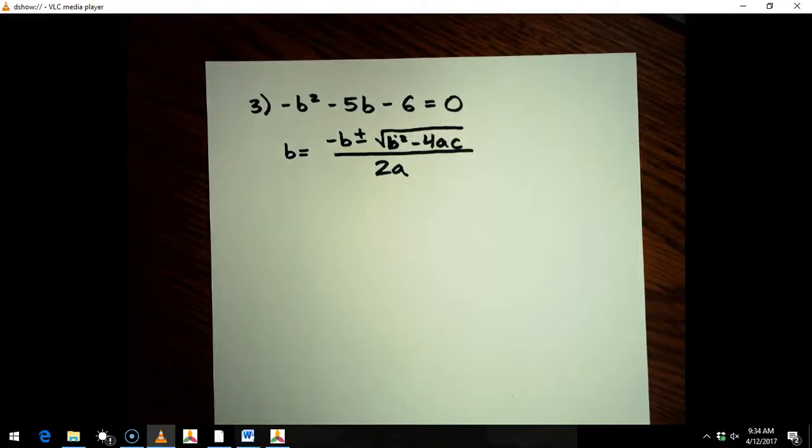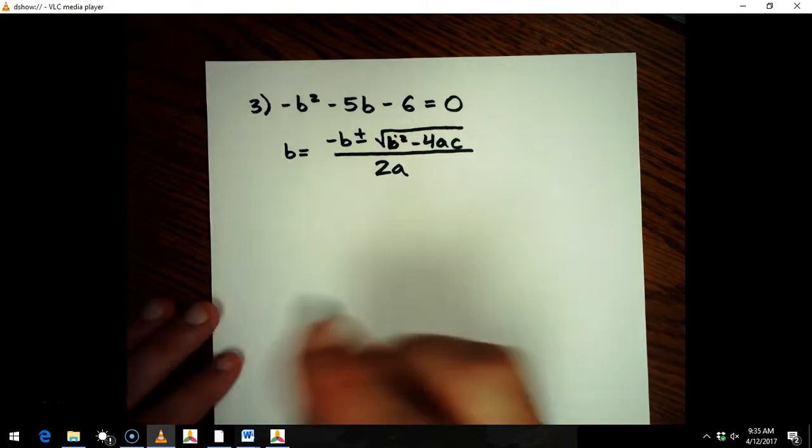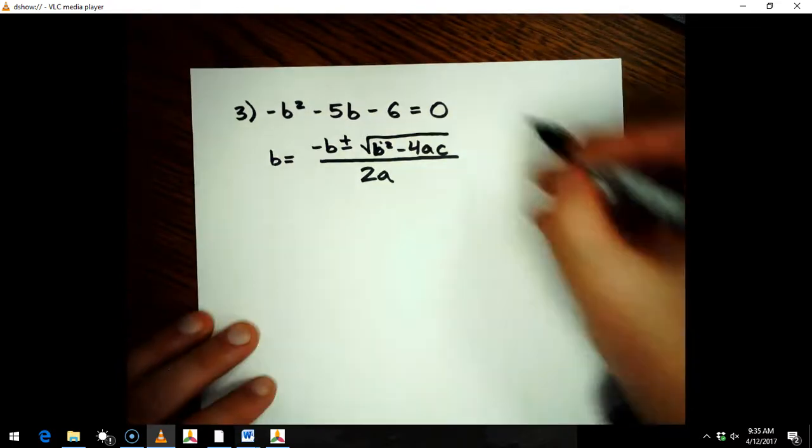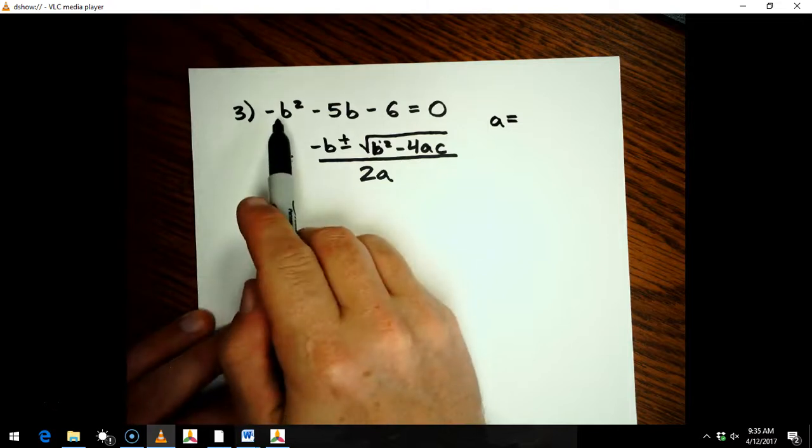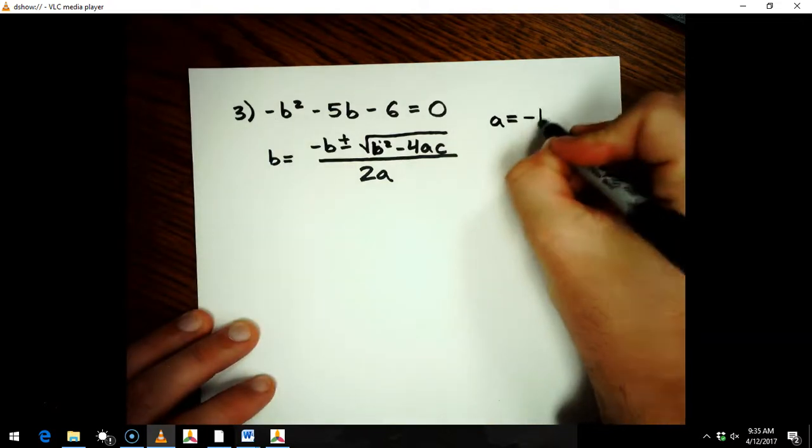Alright, so I'm going to show you two examples off the worksheet, number 3 and also number 13. So number 3 is given here, and we're solving for b. And so I wrote b equals and then the quadratic formula. First thing I want to do is identify a, b, and c. That'll be important. So a is the coefficient of b squared, so that's -1.